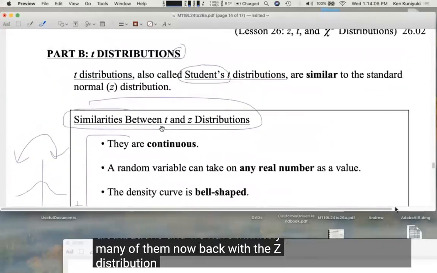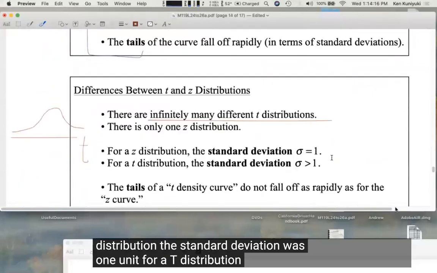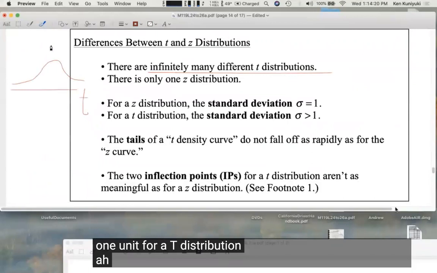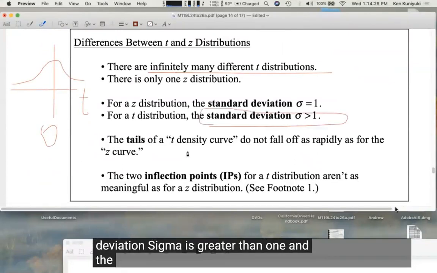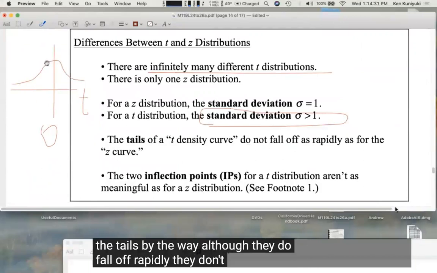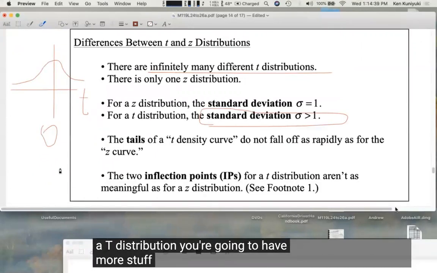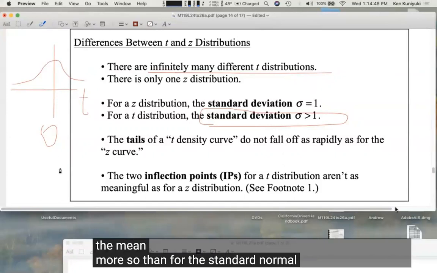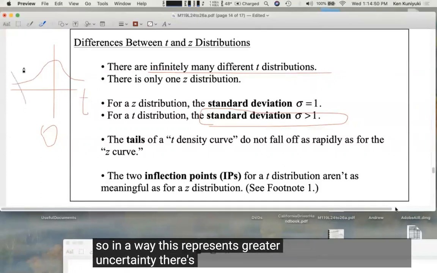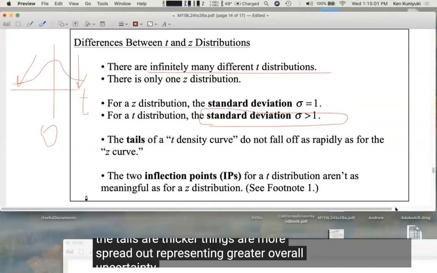Now, back with the z distribution, the standard deviation was 1 unit. For a t distribution, the mean is 0, but the standard deviation sigma is greater than 1. And the tails, by the way, although they do fall off rapidly, they don't fall off as rapidly as for the z. So for example, for a t distribution, you're going to have more probability mass more than 2 standard deviations away from the mean, more so than for the standard normal z. So in a way, this represents greater uncertainty. There's greater variability out here in the tails. The tails are thicker. Things are more spread out, representing greater overall uncertainty.